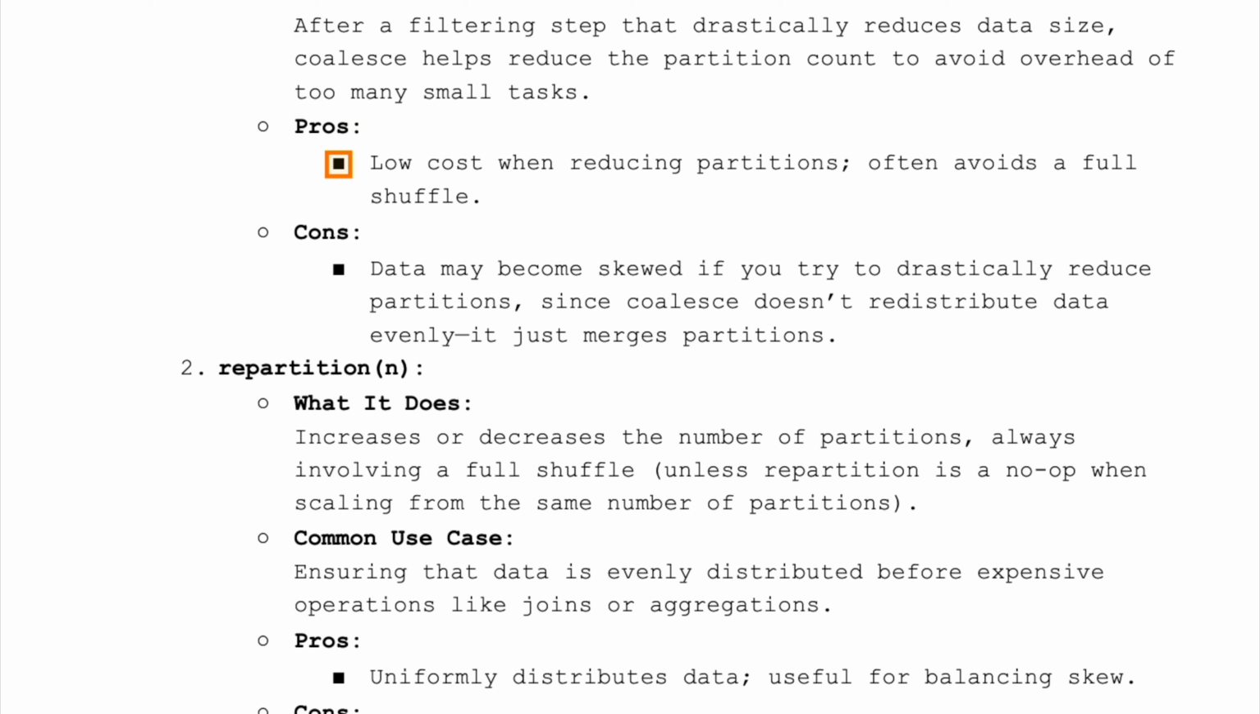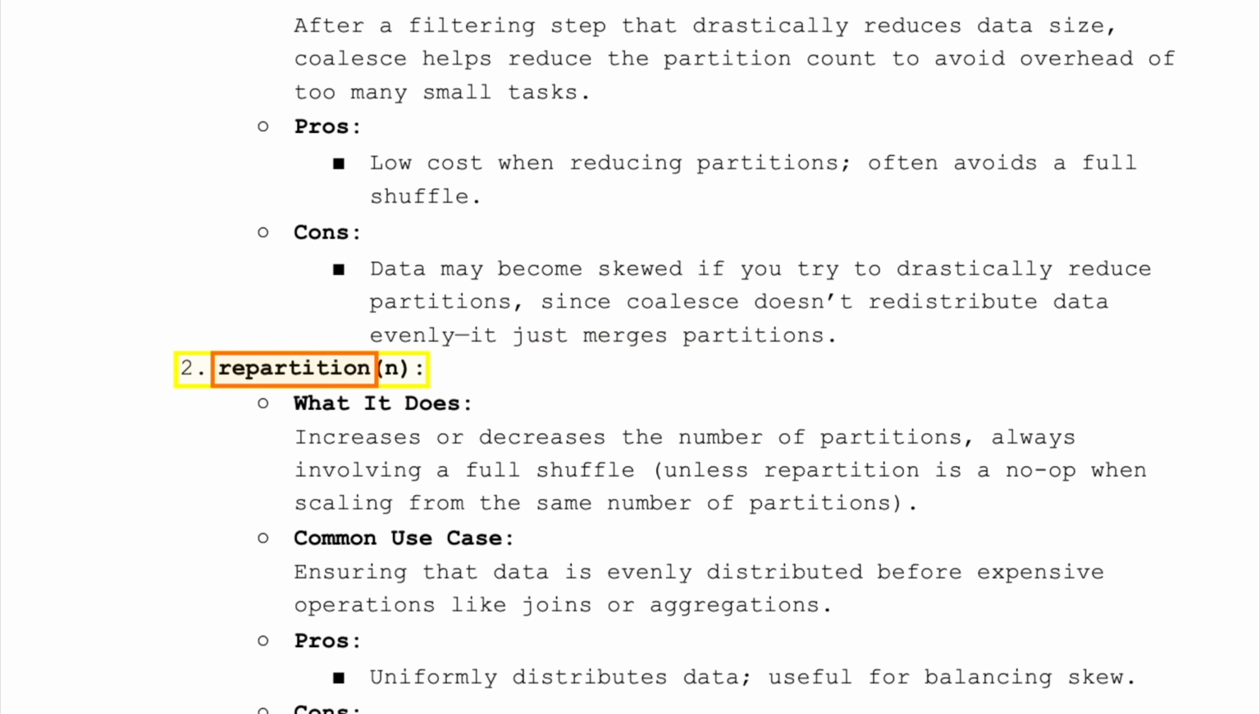Pros: low cost when reducing partitions. Often avoids a full shuffle. Cons: data may become skewed if you try to drastically reduce partitions, since coalesce doesn't redistribute data evenly, it just merges partitions.